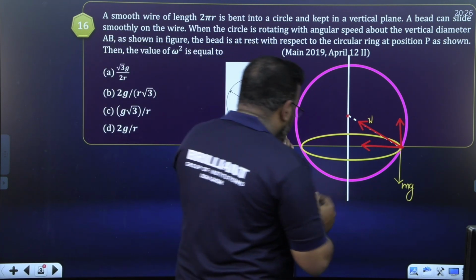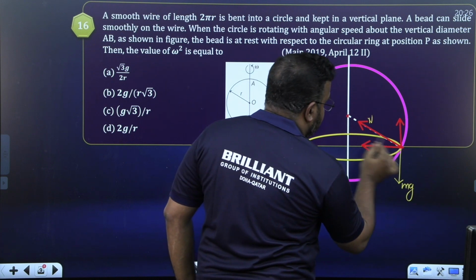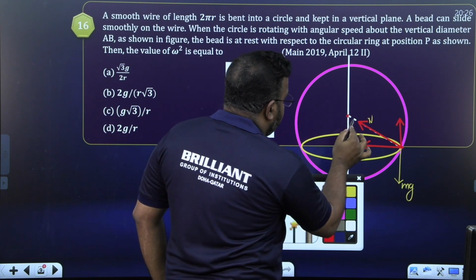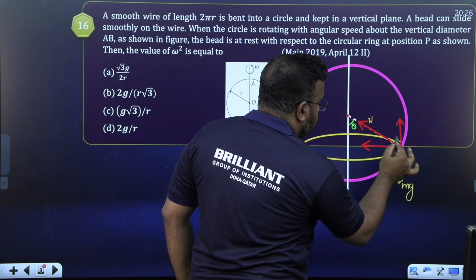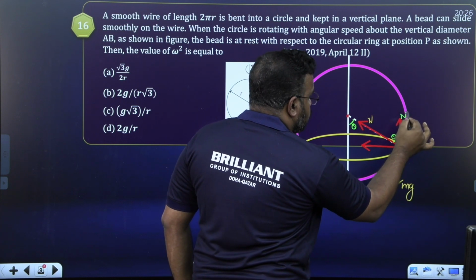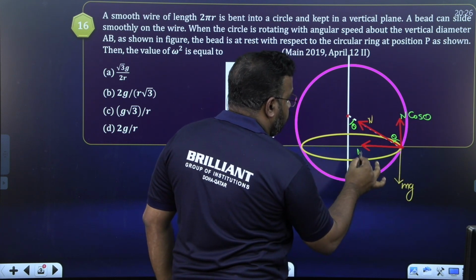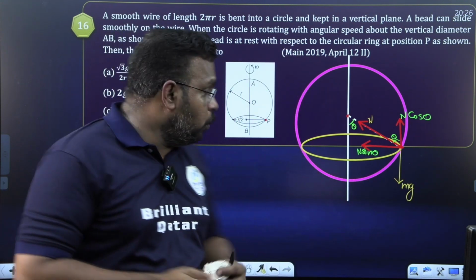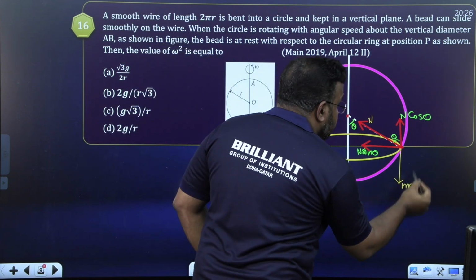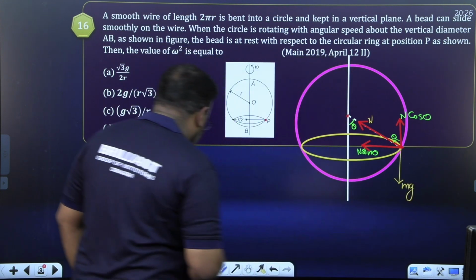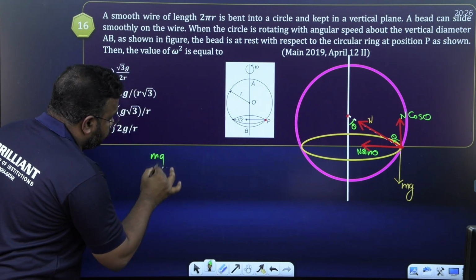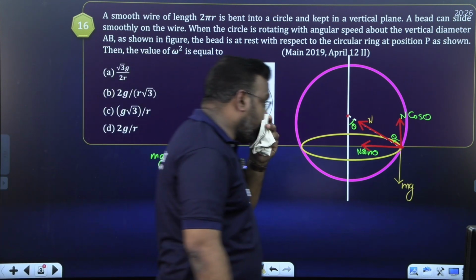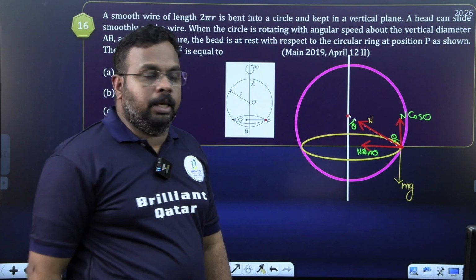Yeah. So here I'm marking this angle as theta. This angle, if I'm marking as theta, then this angle will also be theta. Surely this will be N cos theta, and this is what? N sin theta. So what we can say from here is, why the bead is not moving down further: its weight, that is mg, is balanced by N cos theta. So I'm writing that formula here. Mg is equal to what? N cos theta. Mg is equal to N cos theta. Is that step clear? Yes.